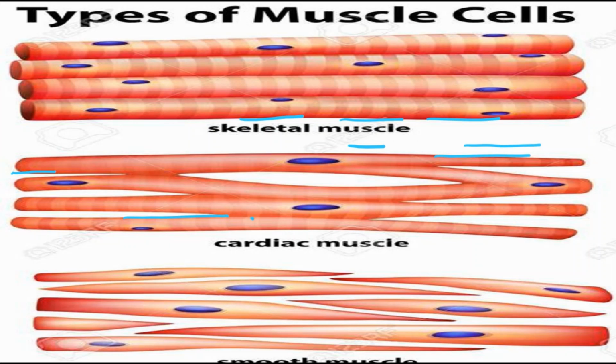So these are the types of muscles here. This muscle on top is skeletal muscle because it is elongated, cylindrical, and multinucleated. Smooth muscle is here. You can see it is elongated, but it has a spindle shape, and it is mononucleated. Cardiac muscle is branched, as we are going to see as we go on.